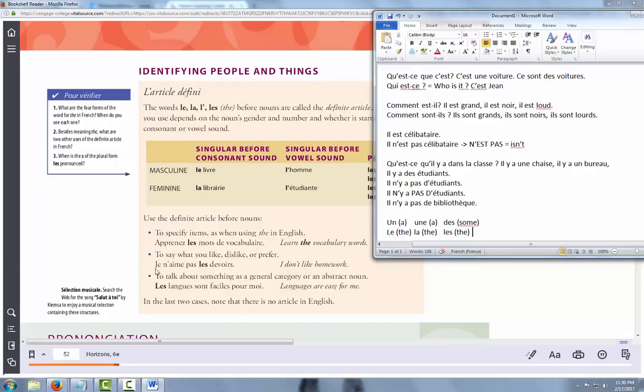To say in general, I don't like homework in general. You can see here in English, I don't like homework. Doesn't require an article, but in French you have to say je n'aime pas les devoirs. Okay? And also to talk about something as a general category or an abstract noun, in English you'll say languages are easy for me. You don't have to say the languages are easy for me. In fact, it would sound strange in English. But in French you have to start with les. Les langues sont faciles pour moi. Okay? And on top of that, languages is a school subject, and all the school subjects in French take an article.